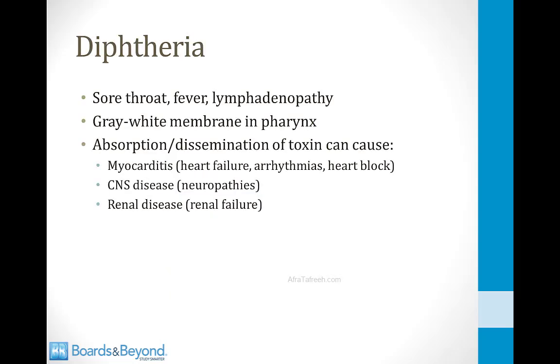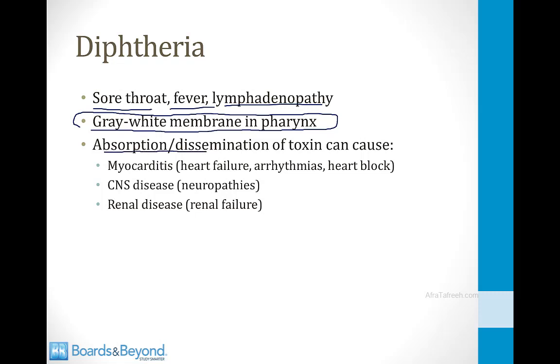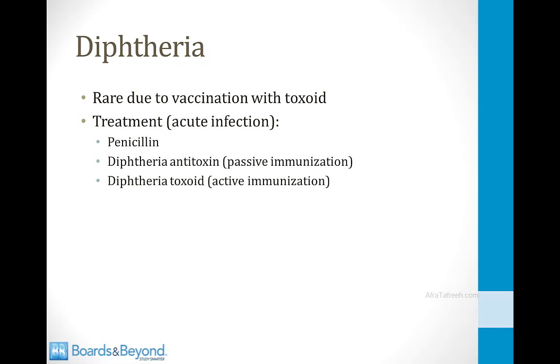So the symptoms of diphtheria are a sore throat with fever and swollen glands, and classically there is a gray-white membrane present in the back of the throat in the pharynx. And the reason this is a serious illness is because absorption or dissemination of the toxin can cause a lot of serious sequelae. Patients can get myocarditis with heart failure, arrhythmias, and heart block, and this is the way children often die from diphtheria. You can get neuropathies if it gets into the brain, and you can get renal disease if it gets into the kidneys. Luckily, diphtheria is very rare in the modern era due to vaccination with a toxoid vaccine.